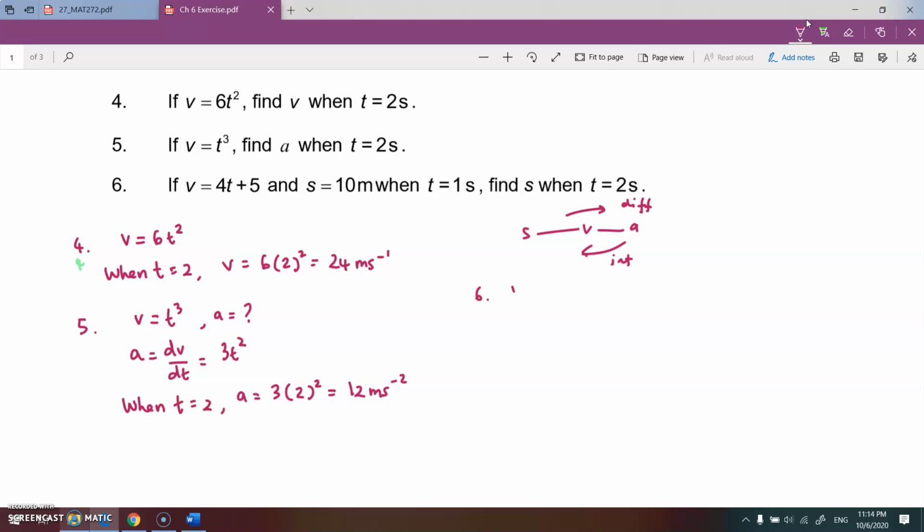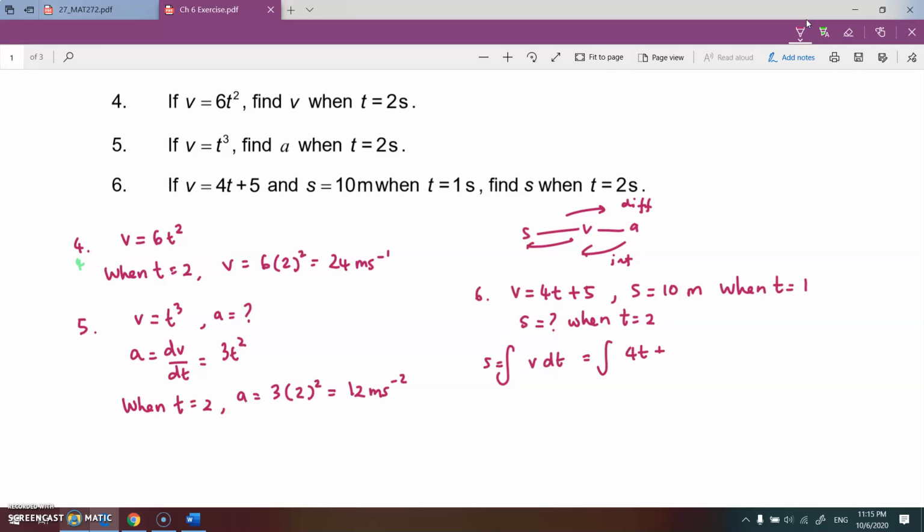Question number 6. V is 4t plus 5. S is 10 meters when t is equal to 1. The question is, find S when t is equal to 2. So you want to find S from V, which means you need to integrate. Integrate V, and you will get S. So integrate 4t plus 5 with respect to t.